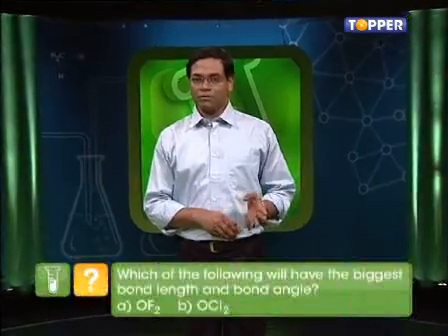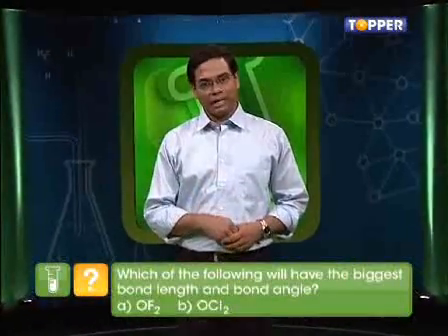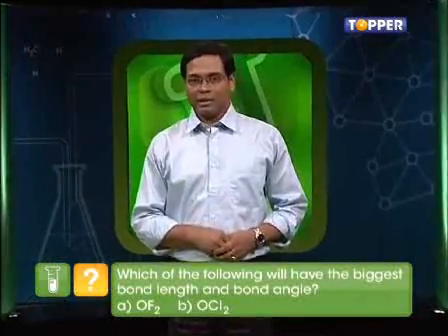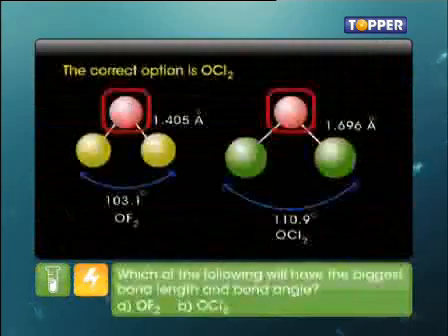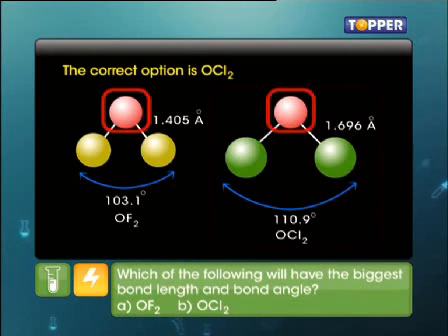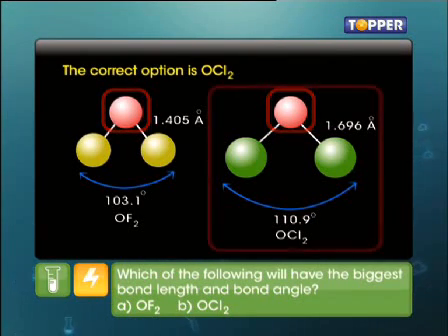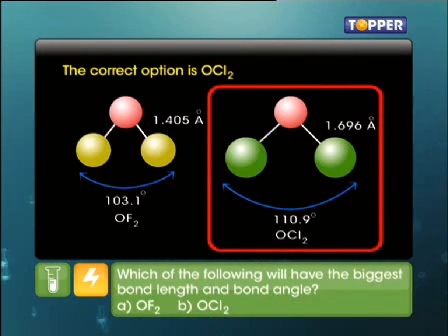Welcome back. Before the break, I asked you, which of the following will have the biggest bond length and bond angle? A. OF2, B. OCl2. The correct option is B. OCl2. In this case, oxygen is the central atom in both the molecules. Between chlorine and fluorine, chlorine has a bigger covalent radius. So OCl2 will have a bigger bond length and bond angle.